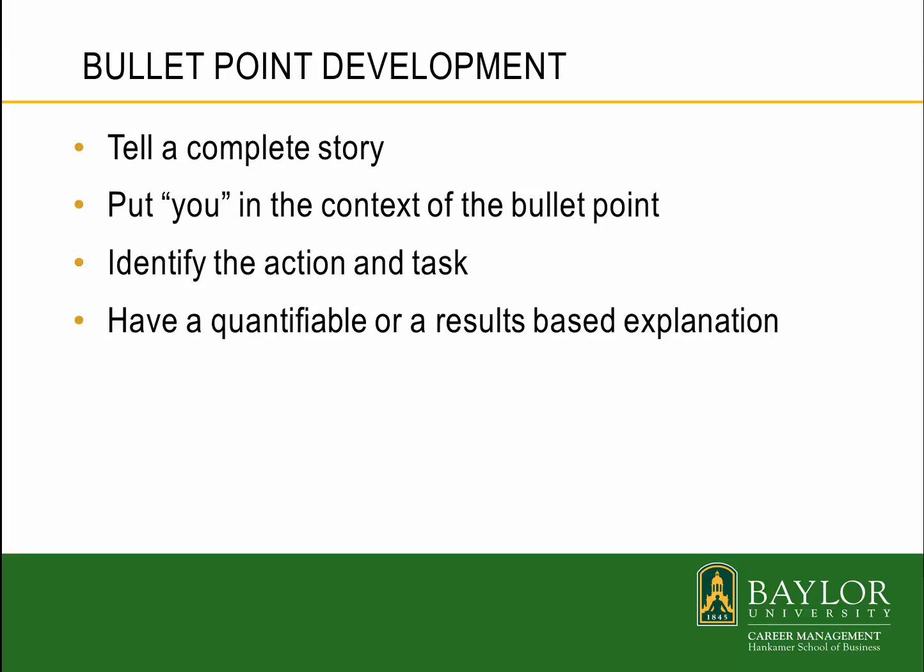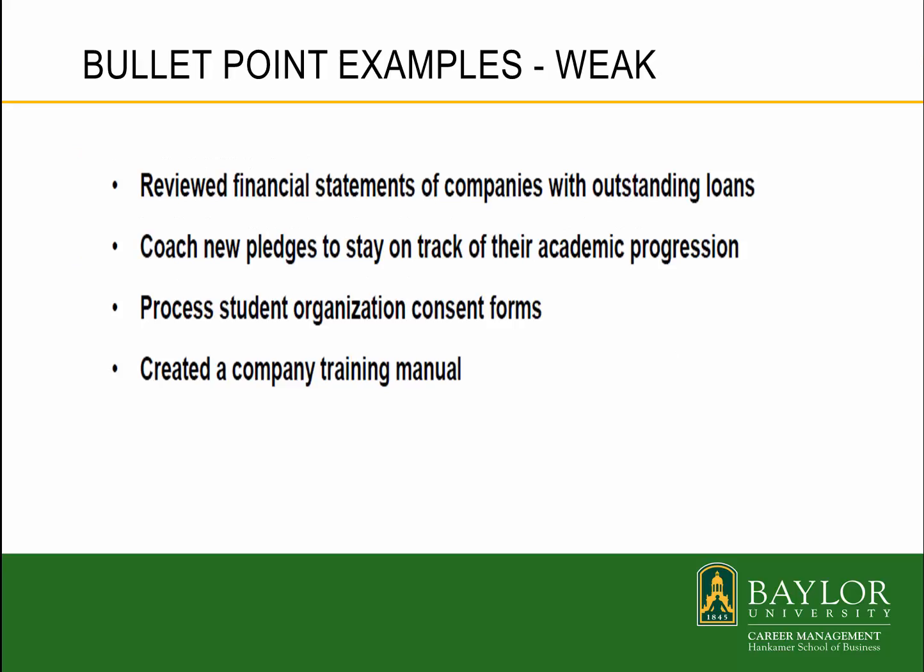So to do this, we want to give you several examples of some weak and some strong ones, and so we'll go back and forth. This first one is a task-based bullet point, and it's very weak. It really just tells you what you've done. Reviewed financial statements of companies with outstanding loans. Great, that tells me what you've done, but it doesn't tell me much of anything else.